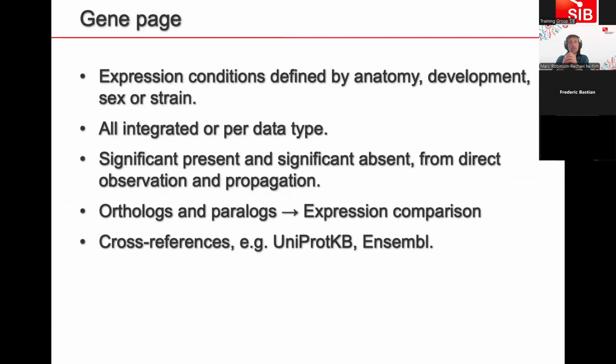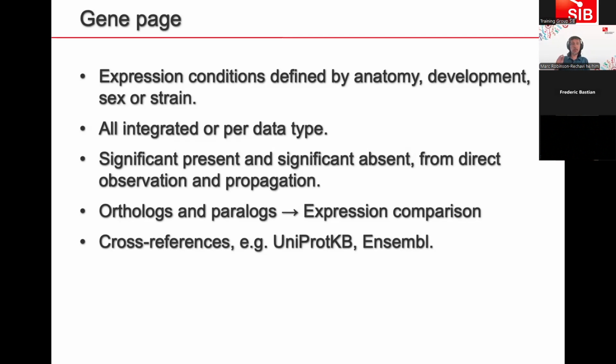The gene page for each gene which has data in Bgee, you will see the expression conditions defined by anatomy, development, sex, or strain. It's all integrated per data, but you can also select to see only what comes from, say, bulk RNA-Seq or single cell RNA-Seq or RNA-Seq bulk and single cell or in situ and so on. We give both the significant present or significant absent calls. So do we have evidence that this is significantly expressed above background noise, or is it absent? And this both from direct observation and from propagation. So if it's present in the cerebellum, it's present in the brain.